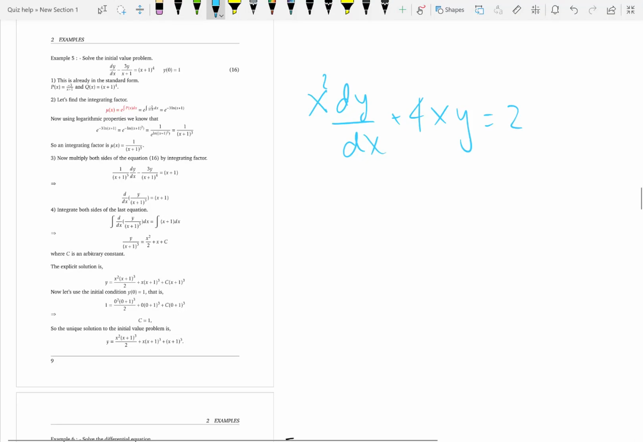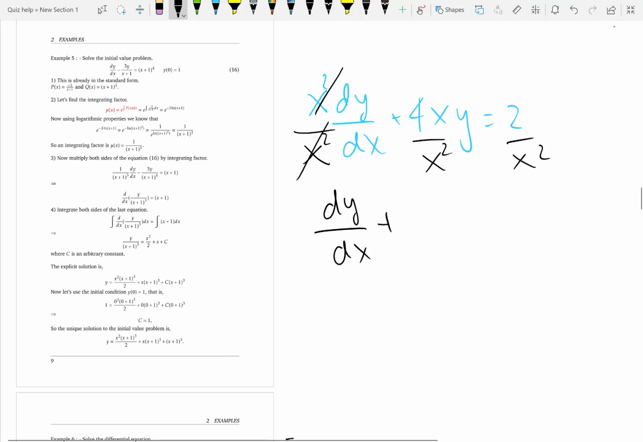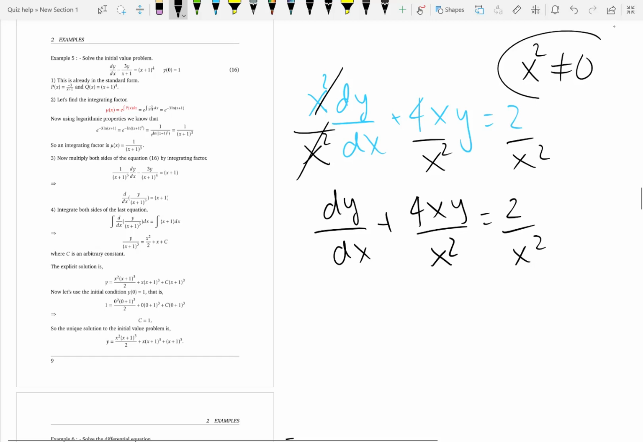So what I do is I divide the whole differential equation by x squared. When I divide by x squared, this cancels out, so we get dy over dx here, 4xy over x squared, and 2 over x squared. Again, we are dividing by x squared, assuming that x squared is not 0. That's a mathematical sense that we should have: when you do the division, you shouldn't be dividing by 0.